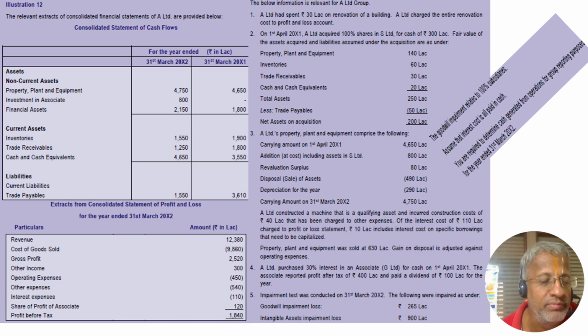The next item is inventories: you have 1900 at the beginning and 1550 at the end. On acquisition, when the subsidiary company's inventories were all taken into account, you have PPE 140 that we are talking about, and then 60. This 60 is very much there in your closing. That is what we will be taking up, or you can add it to your opening and then bring out a comparison.